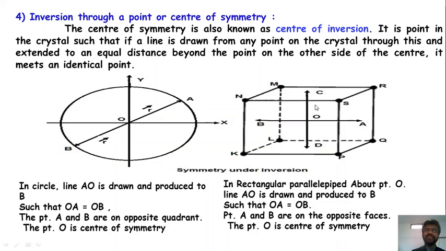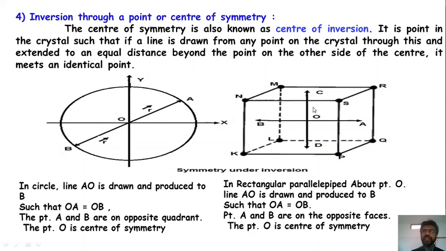Now consider here, this is the center of the inversion point. Now if we draw the line which meets the point A on one face of this parallelopiped, and if it is produced through this point O, then it will meet the point B on the opposite face. Therefore, here we can observe that OA is equal to OB.